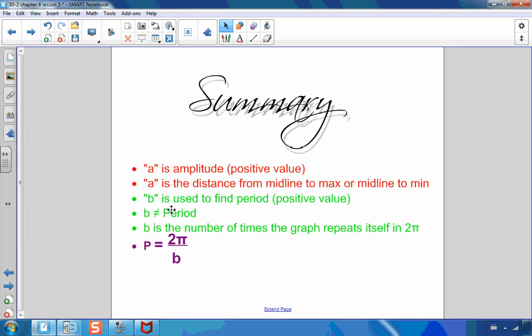Okay, so to summarize, a is your amplitude, always a positive value, and it's a vertical distance, let's add that in. It is the vertical distance from the midline to max or midline to min. B is used to find the period. It's not the period. It's the number of times the graph repeats itself in 2 pi. So period is always going to be 2 pi over b, and we can add to it that formula that I said you could also use. B equals always 2 pi on top. B is equal to 2 pi divided by the period. So that will always work.